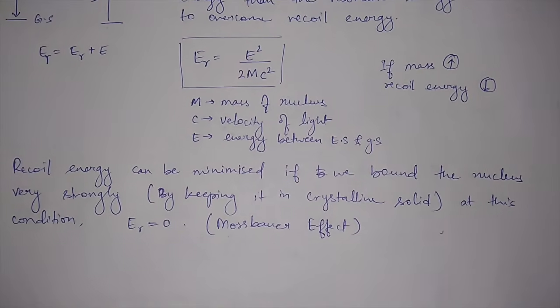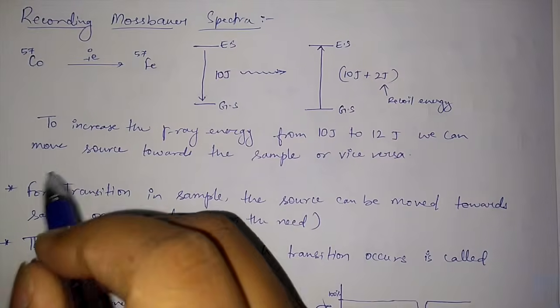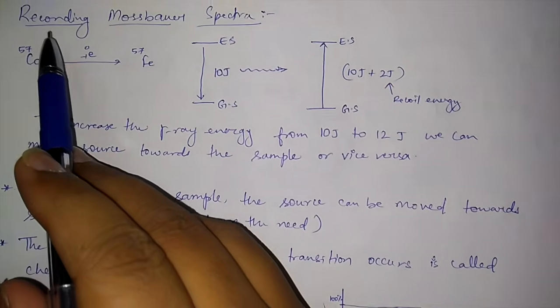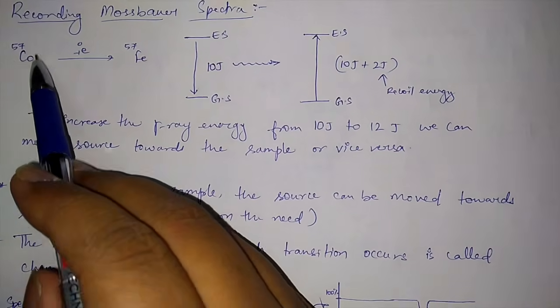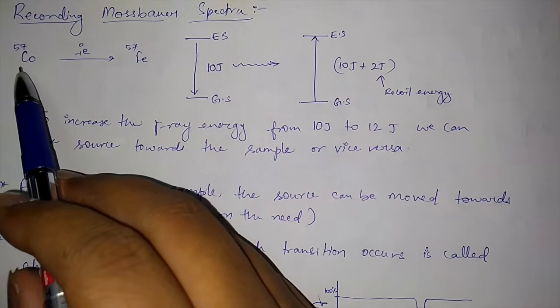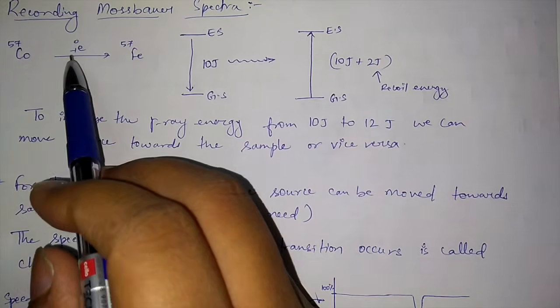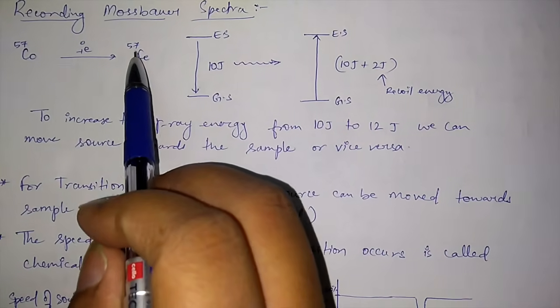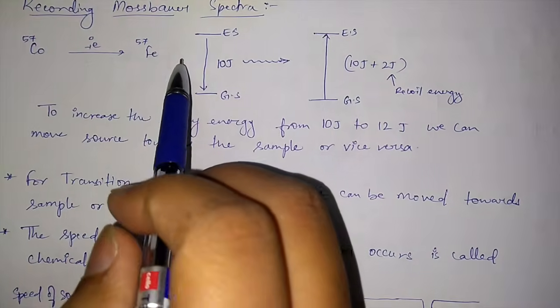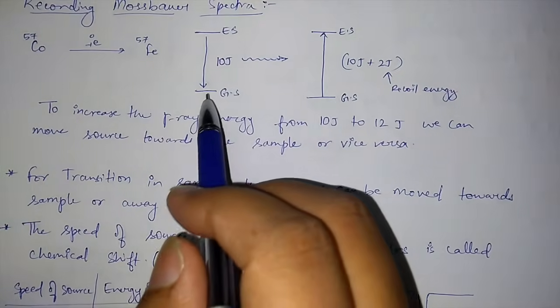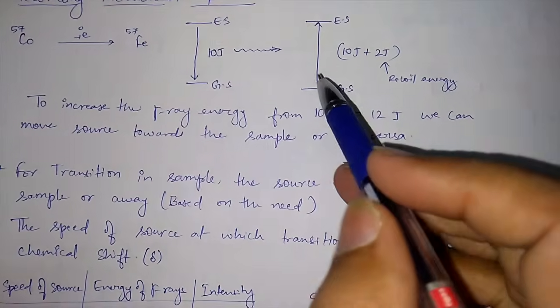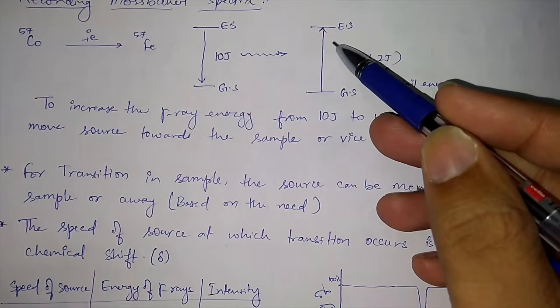Now let's talk about a few other important things. Alright, so now let's talk about how we record Mossbauer spectra, right? As I told you, cobalt 57 acts as a source, and it captures an electron from the K shell to convert into an excited state iron atom. And over here the gamma ray fluorescence occurs, and then that makes gamma ray resonance happen.